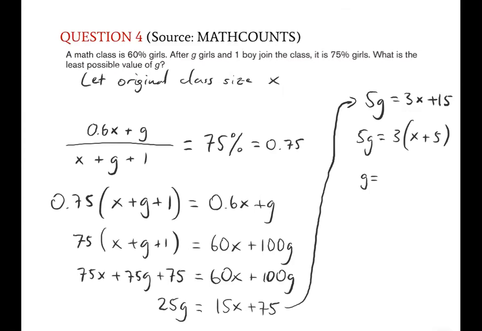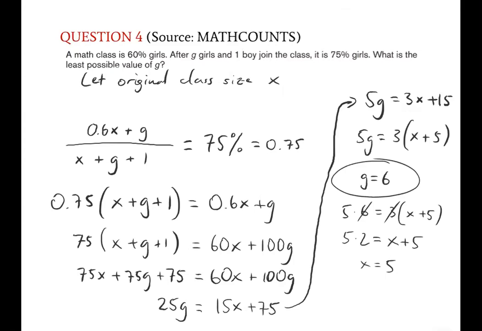The next smallest multiple of 3 is 6, and let's just try that. So we will get 5 times 2 is equal to x plus 5. And in this case, it works because x will be equal to 5, which is an integer, and that is good. So that means that our answer is 6.